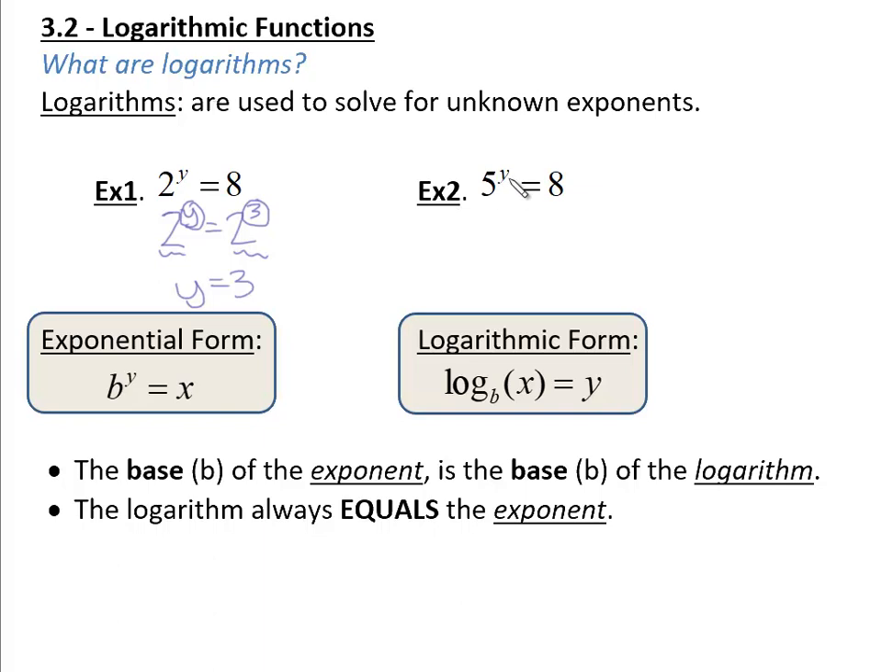However, example 2, 5 to some power being equal to 8, is much more complicated to answer. I could roughly estimate it by knowing 5 to the first power is 5 and 5 to the second power is 25. And 8 is between these values, obviously much closer to 5. So I might guess it's somewhere near 1.1, 1.2-ish. As a guess, I wouldn't go much further than 1.2 towards 2 because it's way closer to 5 than it is 25. But to answer this, we would need to use a logarithm.